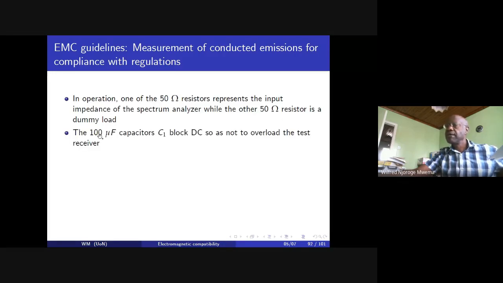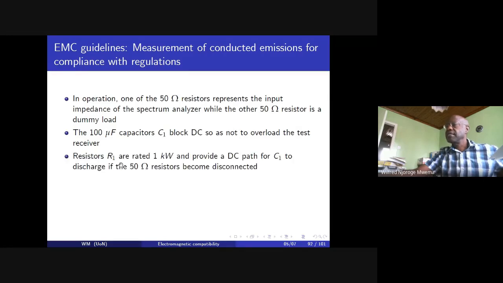So the 100 microfarad capacitor C1 will block DC so as not to overload the test receiver. Resistors R1 are rated at 1 kilowatt and will provide a DC path for C1 to discharge if the 50 ohm resistors become disconnected by some means.